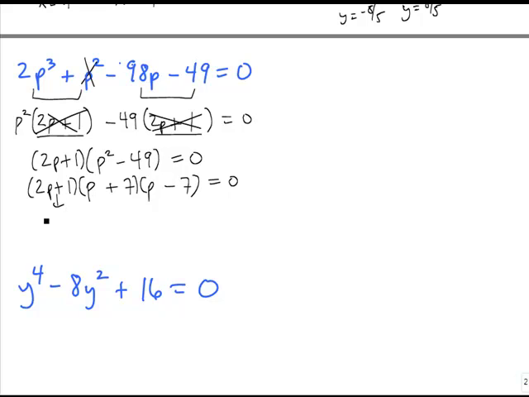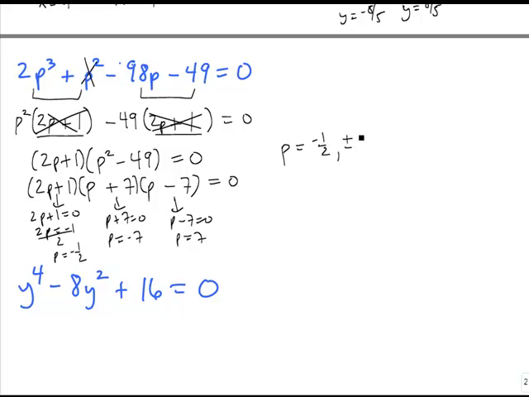So we're going to set each factor to 0. If I solve the first factor, I'm going to get p is negative 1/2. If I solve the second factor, I'm going to get p is negative 7, and the third factor gives me p is positive 7. So my 3 solutions, this was a cubic, remember, is going to be negative 1/2 or plus or minus 7.